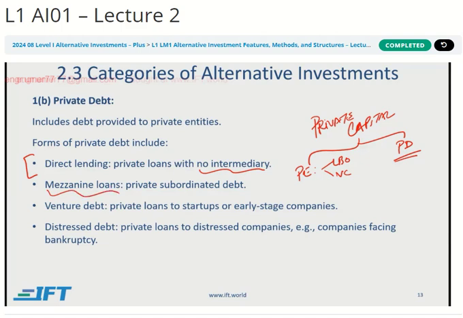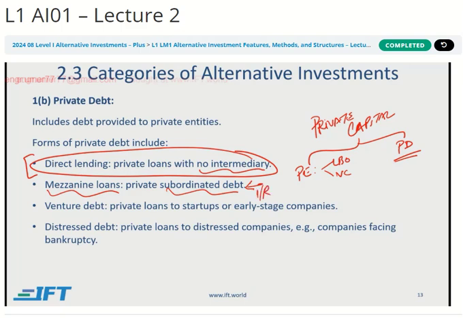Now, what is the difference between direct lending and mezzanine loans? Mezzanine loans is, of course, direct lending, but you're not giving them a normal loan, you're giving them a subordinated loan, which means if the company goes bankrupt, the normal loans will get paid off first and then you will get your money back. Why would you want to do that? Number one, you get a higher interest rate, right? Because you're taking more risk. And number two, this type of debt is usually convertible into equity. So if the company starts doing well, you actually convert your debt into equity.